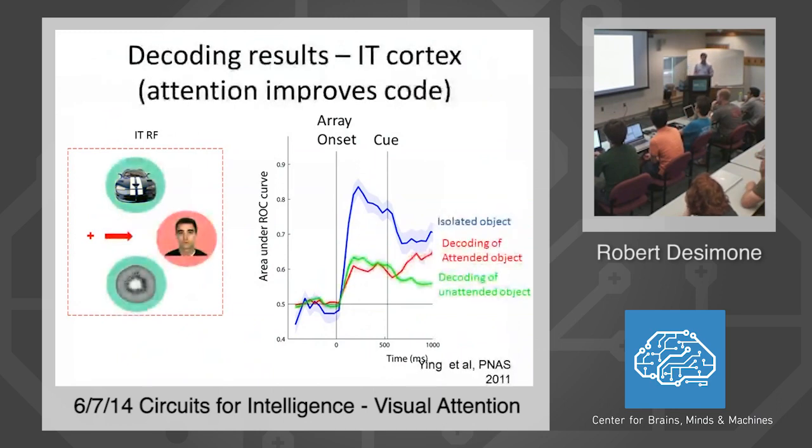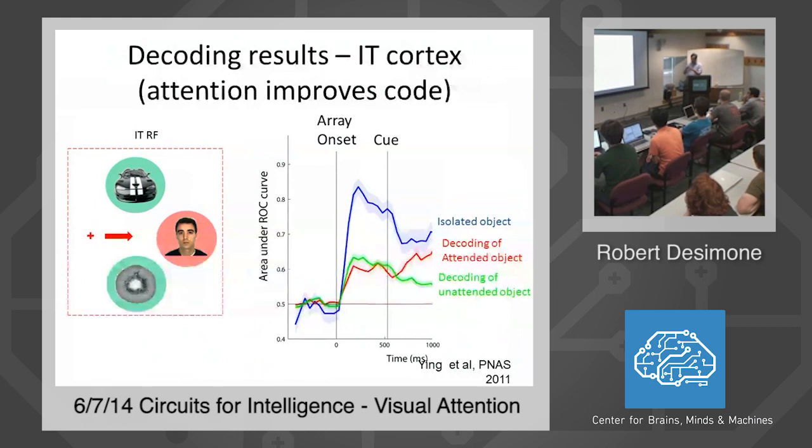So now let's see what happens when you're adding three objects simultaneously. The red and green lines now show the decoding performance when you're trying to decode the identity of the object the animal's been cued to attend to, say this one, and the green is for the decoding of one he's not been cued to attend to. You can see that as soon as the cue comes on, the decoding performance for the attended object goes up, and the decoding performance for the unattended object goes down. So that's exactly what we were hoping to see.